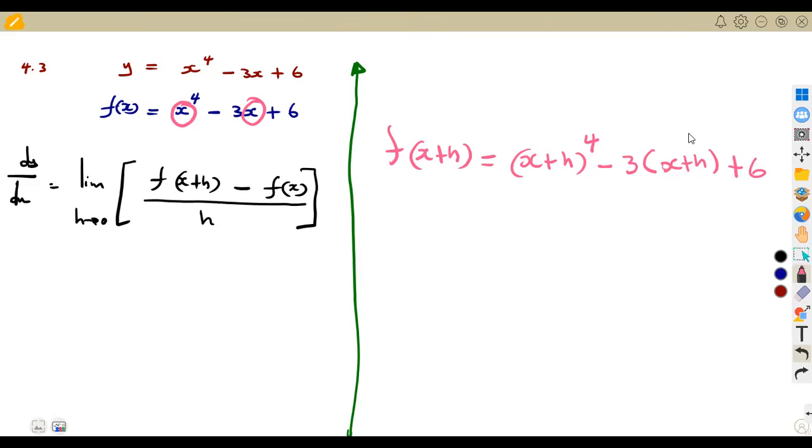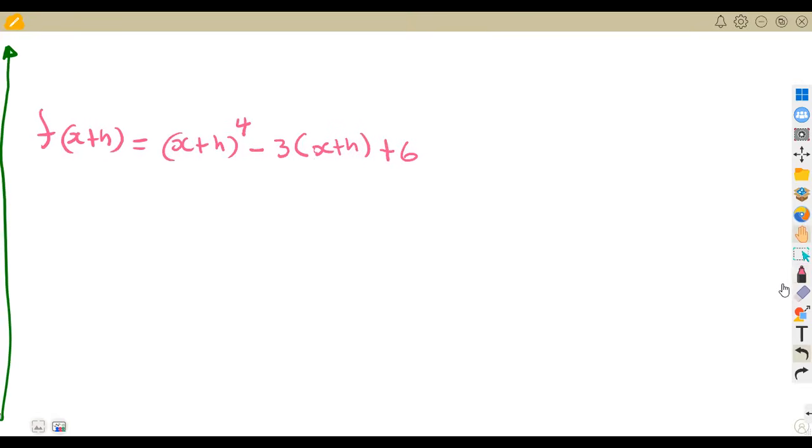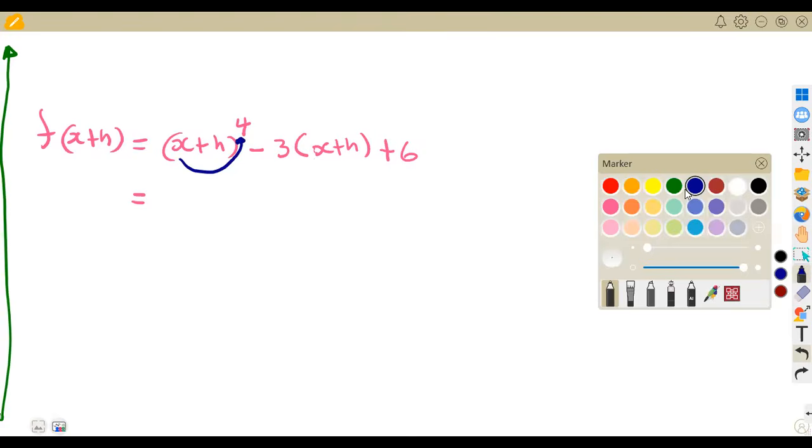But as you can see, our f of x plus h is now back to that binomial again, because we've got an exponent of 4. In order for you to expand this, you are supposed to consider your binomial expansion. Remember what I said, the first term, raise it to the exponent that you see, which is what?